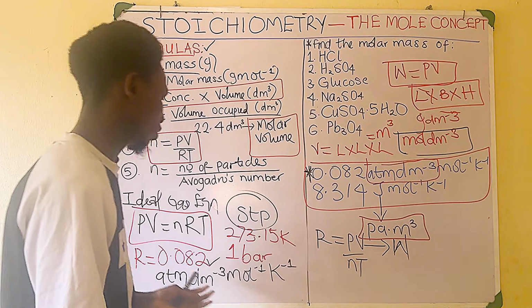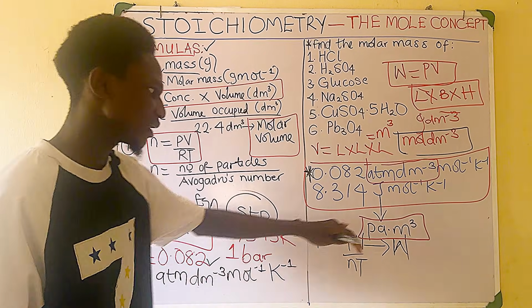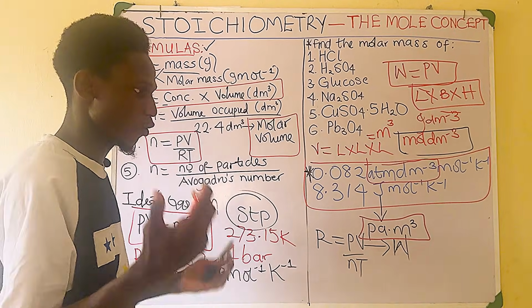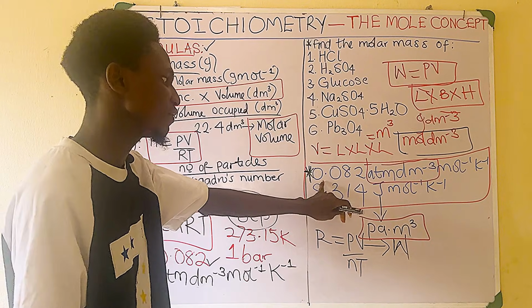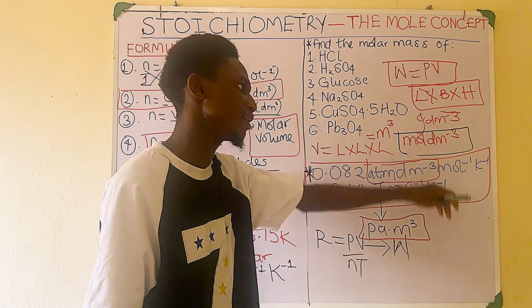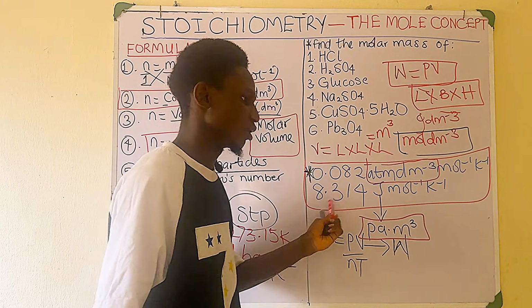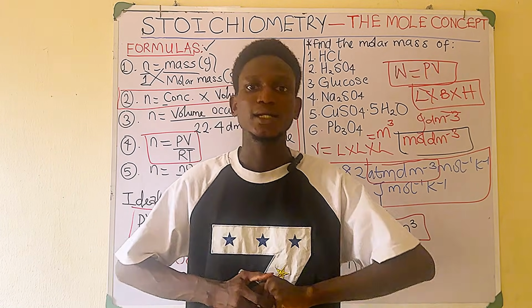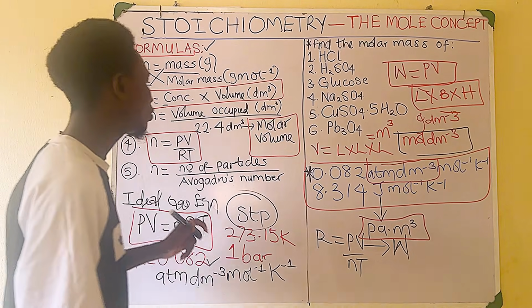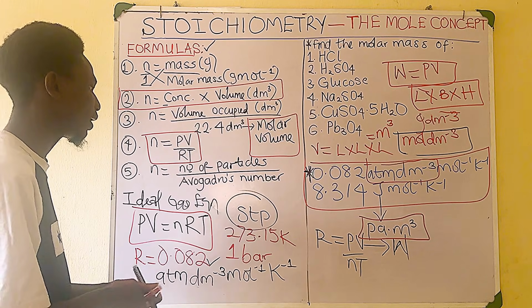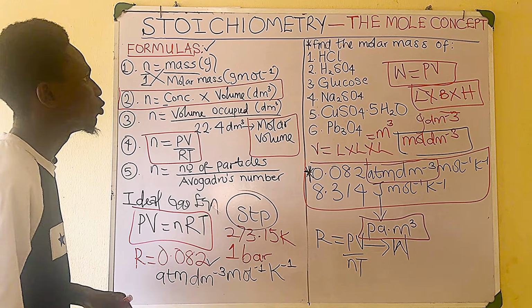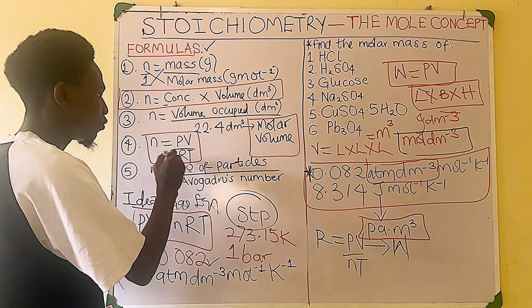So please take notes, although I don't know if chemistry is going to get to that extent. For basic O-level questions, you're going to be given 0.082 in atmosphere and dm cube. You rarely see this one; it's probably just for advanced chemistry. Now, that is the fourth formula for number of moles: n equals PV over RT.